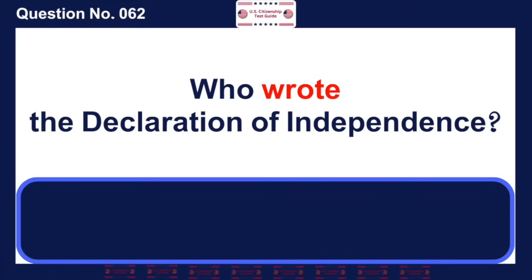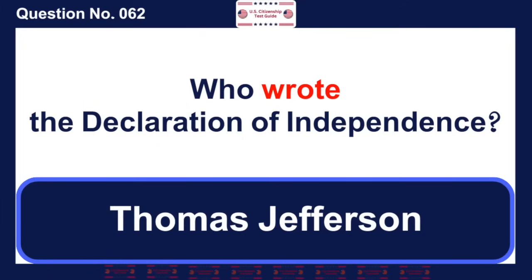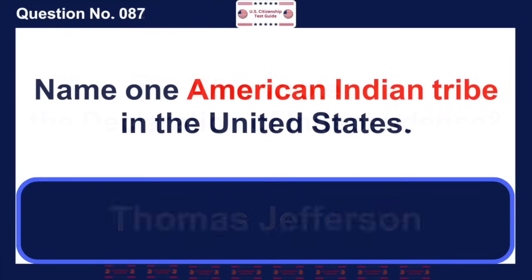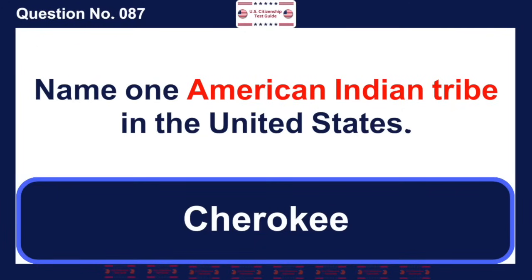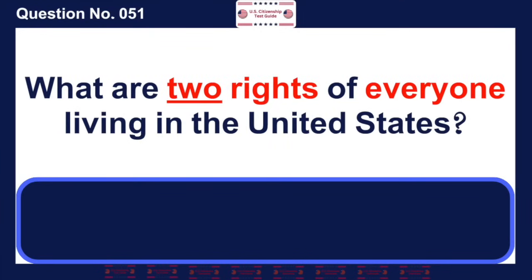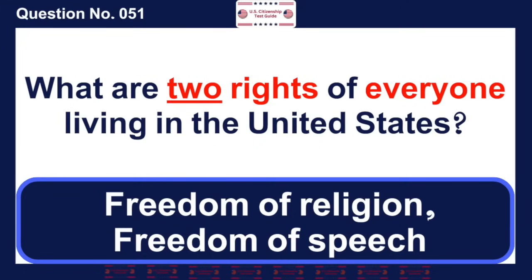Who wrote the Declaration of Independence? Thomas Jefferson. Name one American Indian tribe in the United States. Cherokee. What are two rights of everyone living in the United States? Freedom of speech. Freedom of religion.